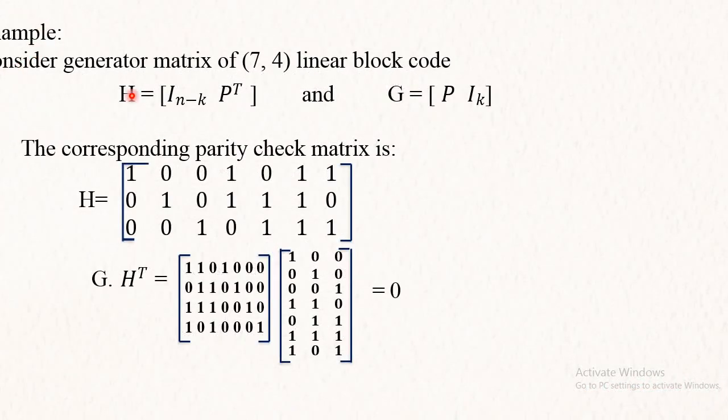Now here we are taking an example. Consider the generator matrix of a 7 by 4 linear block code, where H is given as I of n minus k and P transpose, and G is given by P and I of k. So here is my parity check matrix, which is already given to us, and we are using the generator matrix G which we have already used. If you multiply the generator matrix with H transpose, here we take matrix multiplication actually, and if my answer is equal to 0, it means the received code word is a correct code word. We do the multiplication in the similar way we performed in the previous example.